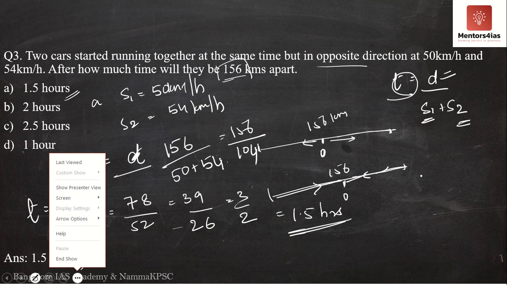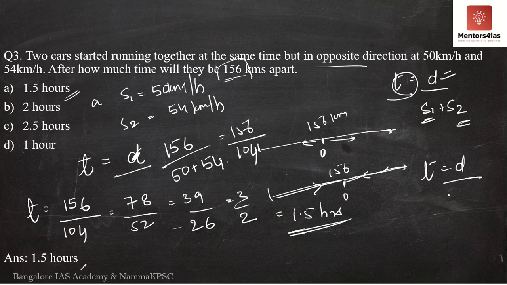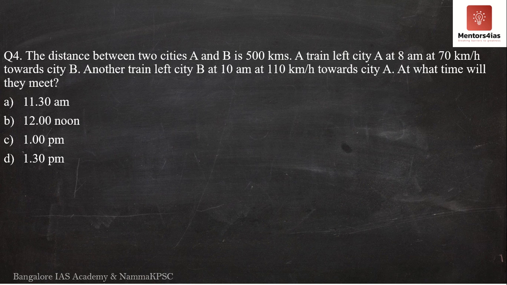You only have to do this. Take distance divided by the sum of the speeds. Whenever the question says opposite direction, moving towards each other, moving away from each other, it is always the summation of speeds. Time is equal to distance divided by sum of the two speeds. Next question.